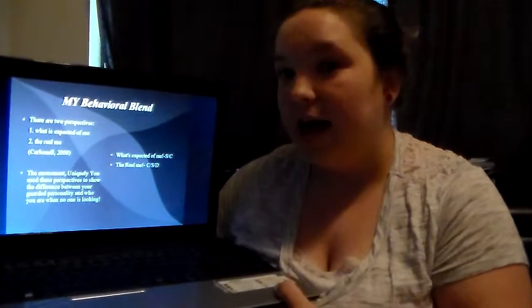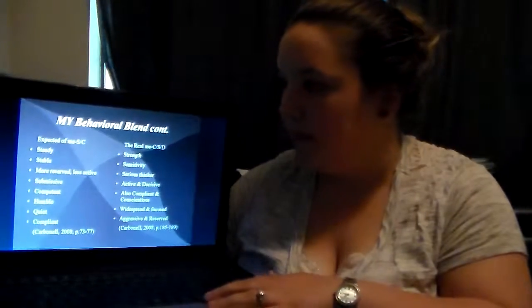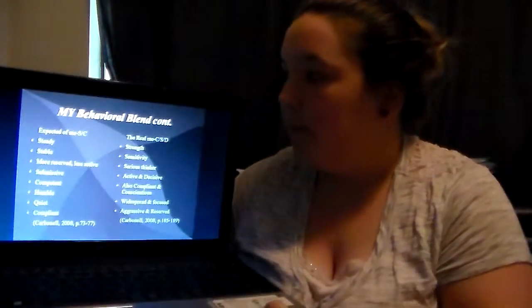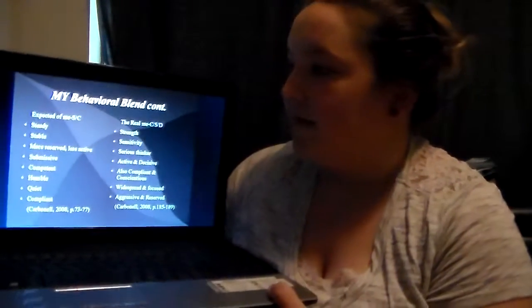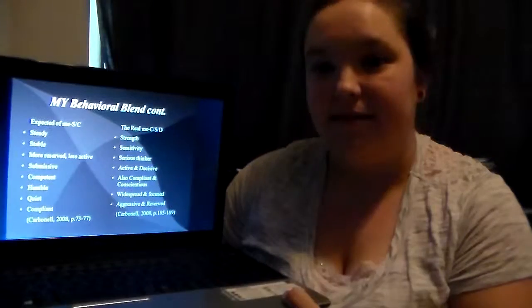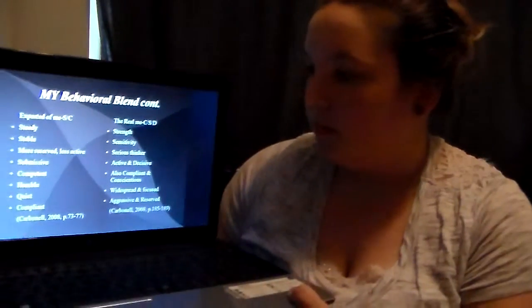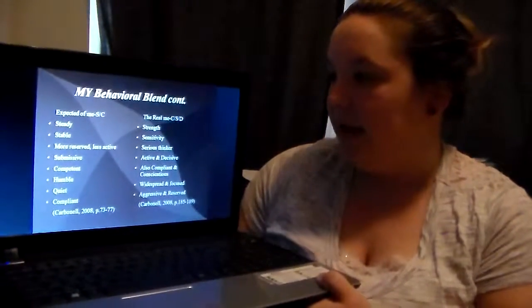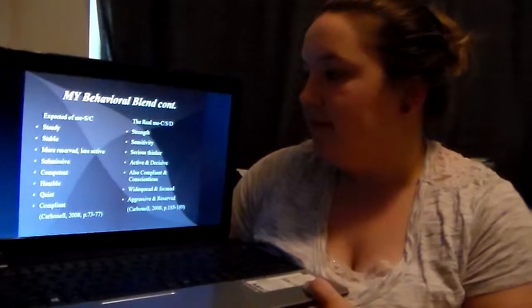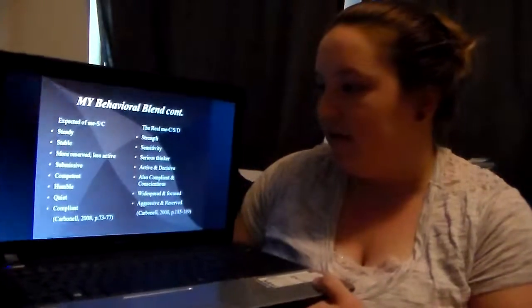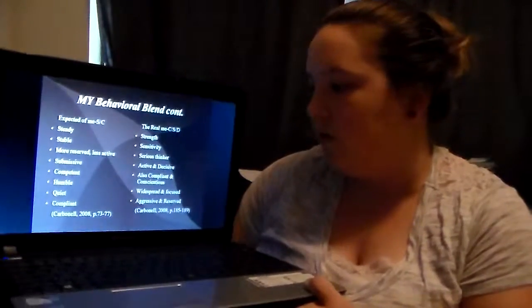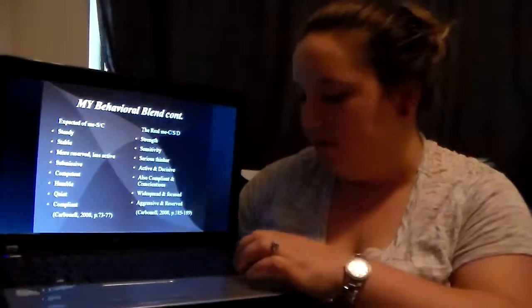What's expected of me, I had the SC, and the real me was SCD. My behavioral blend as expected of me, SC. I'm steady, stable, more reserved, less active, submissive, competent, humble, quiet, compliant. The real me, CSD: strength, sensitivity, serious thinker, active and decisive, also compliant and conscientious, widespread and focused.